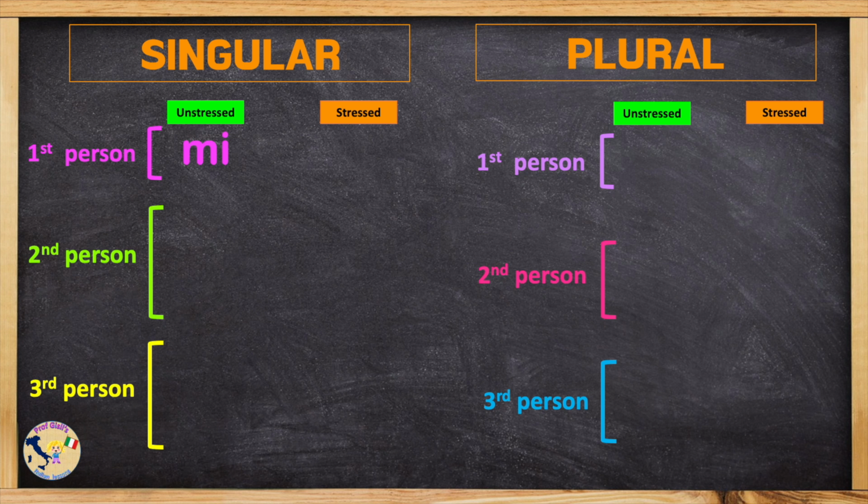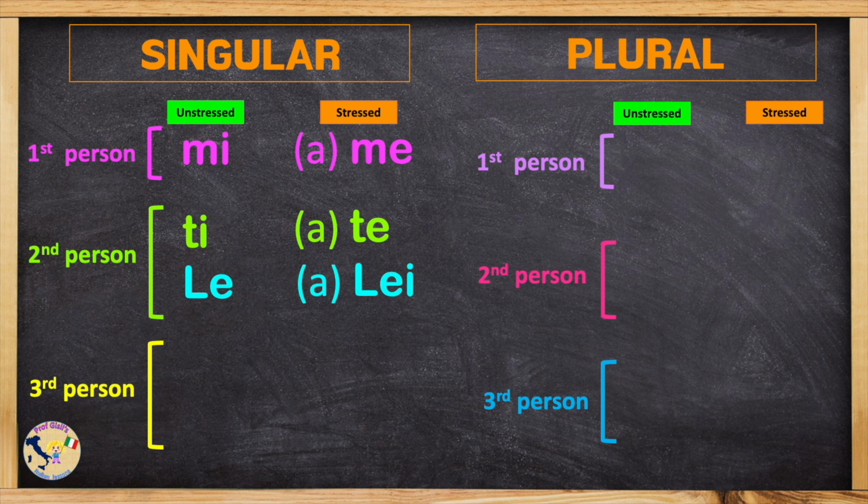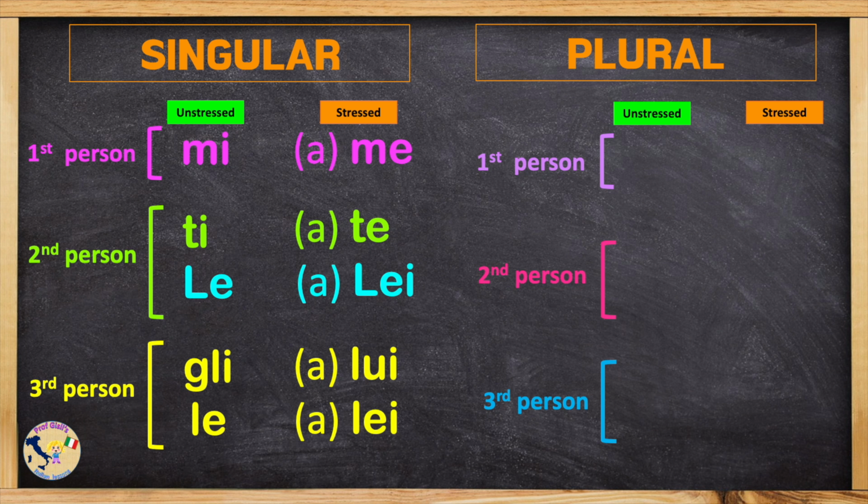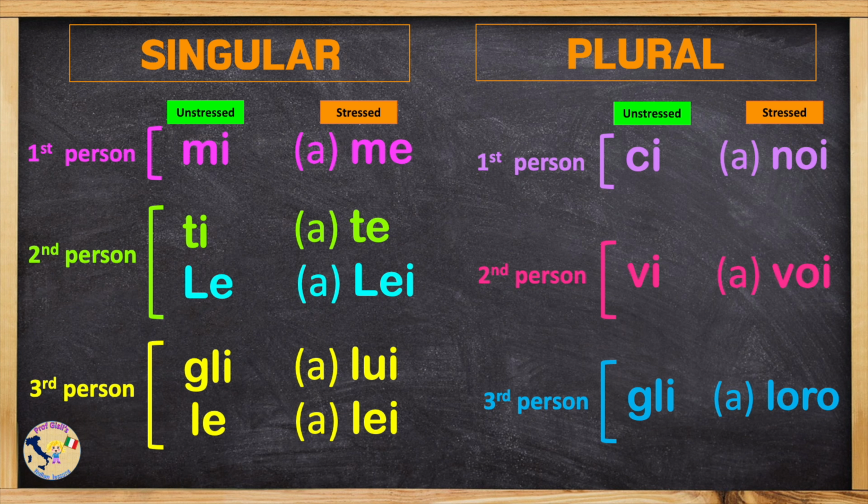Singular: mi, a me, ti, a te, le, a lei, gli, a lui, le, a lei. Plural: ci, a noi, vi, a voi, gli, a loro. Now let's look at a few more sentences with indirect object pronouns.